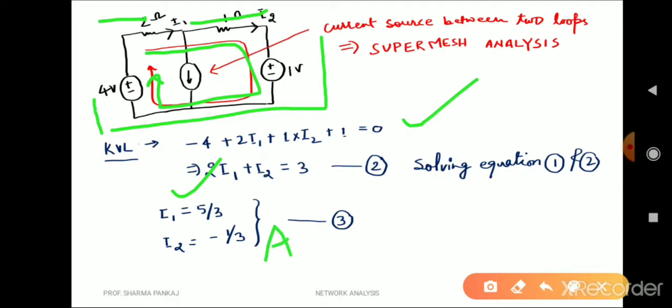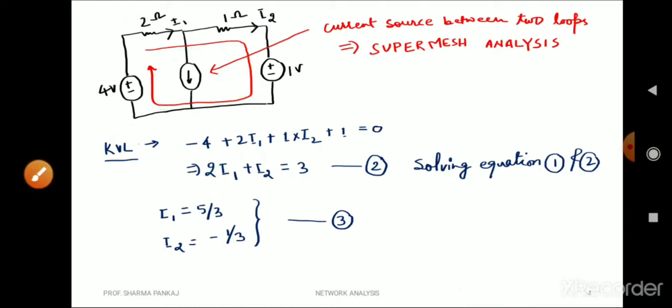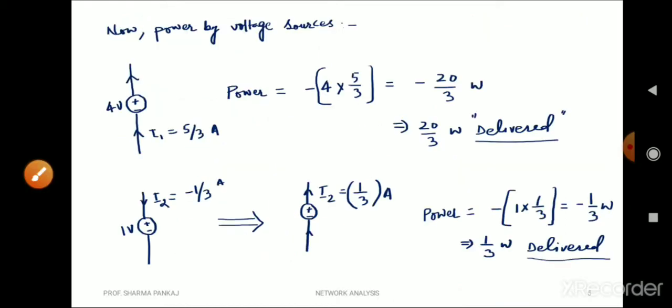This is current in ampere, the unit must be written. That is why I am specifying to you that any physical quantity must contain its unit. Now let us move towards the second portion, the original portion of this question, that is the power by voltage sources.